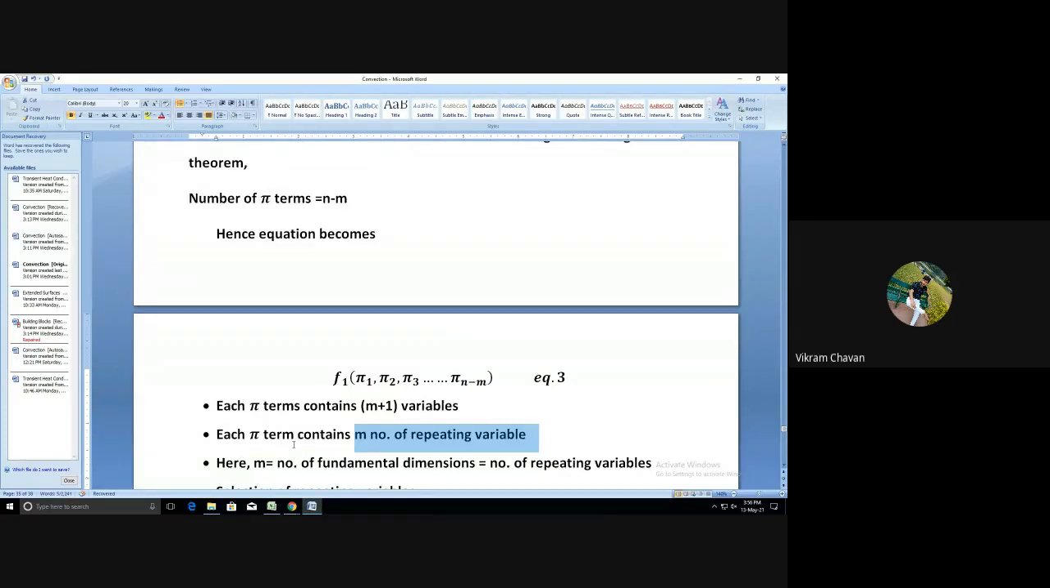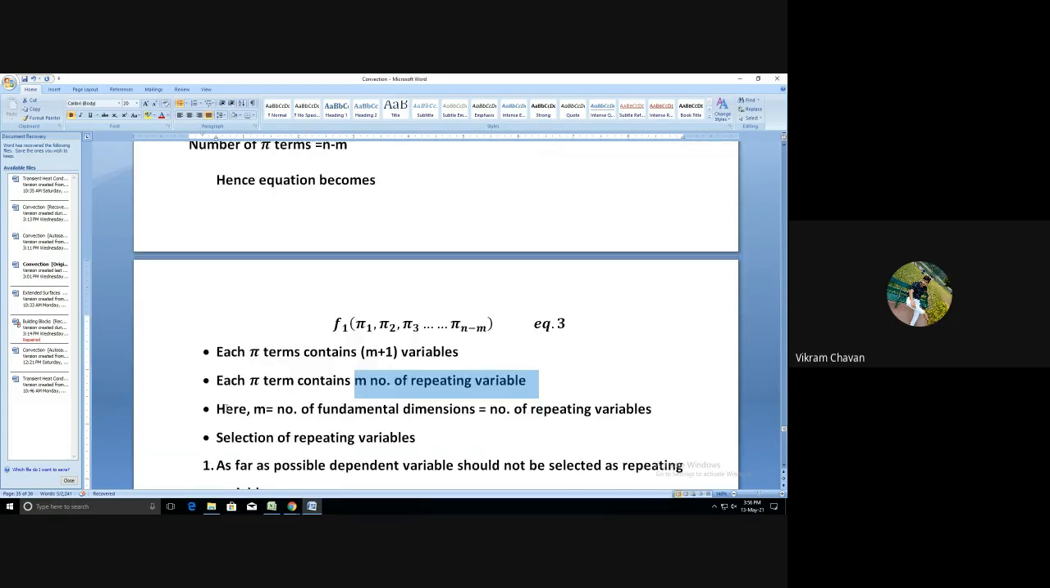मतलब जितने फंडामेंटल डायमेंशन है उतने तो वेरिएबल ईच पाई टर्म में रहेंगे, उसमें एक और वेरिएबल ऐड करना पड़ेगा जो नॉन रिपीटिंग वेरिएबल रहेगा. ओके, वो नॉन रिपीटिंग वेरिएबल अलग अलग पाई टर्म के लिए अलग अलग रहेगा. So we can say that here m is equal to the number of fundamental dimensions, which is also equal to the number of repeating variables. So ये किस्सा क्या है number of repeating variable का, वो हमें समझना पड़ेगा.